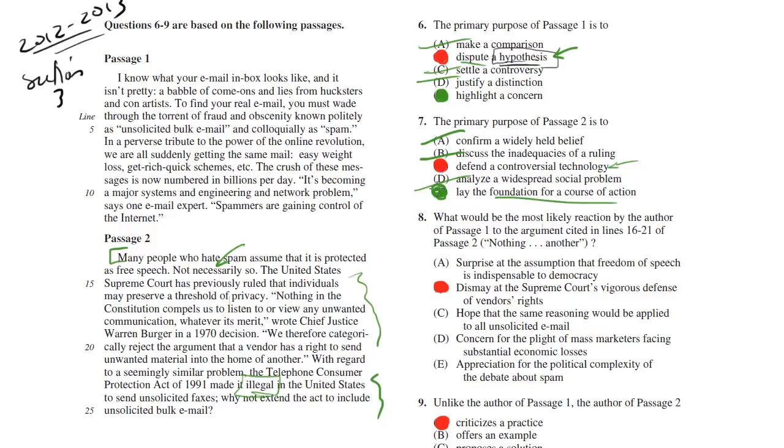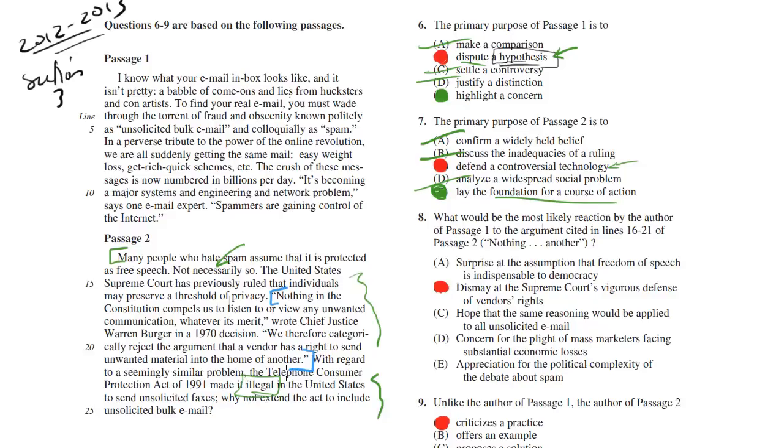8. What would be the most likely reaction by the author of passage 1 to the argument in 16 to 21? So first things first, we need to figure out what this argument in 16 to 21 is. Nothing in the Constitution compels us to listen to or view any unwanted communication, whatever its merit. We therefore categorically reject the argument that a vendor has a right to send unwanted material into the home of another. So that's the argument, right?